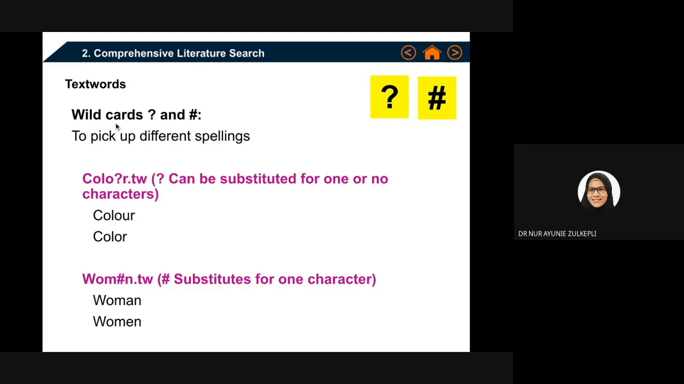Okay, so you can use the wildcard, the question mark, and also the hashtag. The question mark is usually used to substitute one or no character. For example, color, colour.